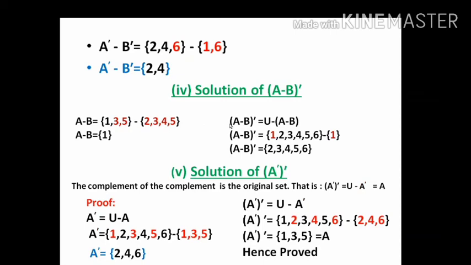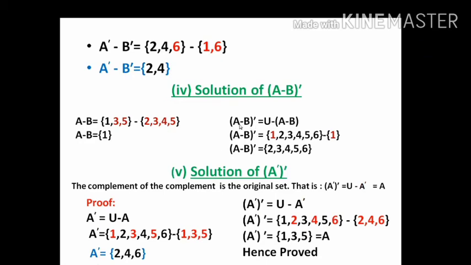In the second step we will find the complement of A minus B. So A minus B whole complement is equal to U minus A minus B. This is the formula to find A minus B whole complement.